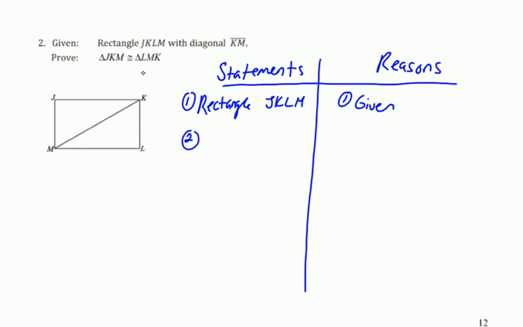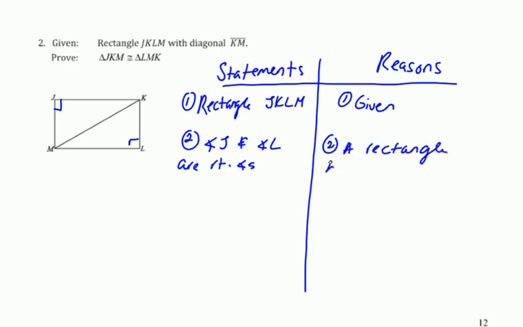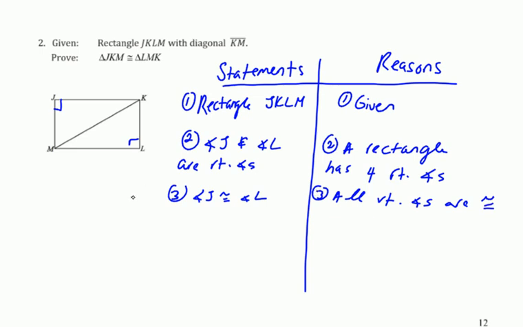So the first thing I notice is that each of these triangles has an angle that's a right angle. And we know that because a rectangle has 4 right angles. So in my second step, I'm going to write that angle J and angle L are right angles, because a rectangle has 4 right angles. Good. This allows me to then say that these angles are congruent, because all right angles are congruent. And this counts as a pair of angles, so I'll put a little a in parentheses in front of statement number 3.